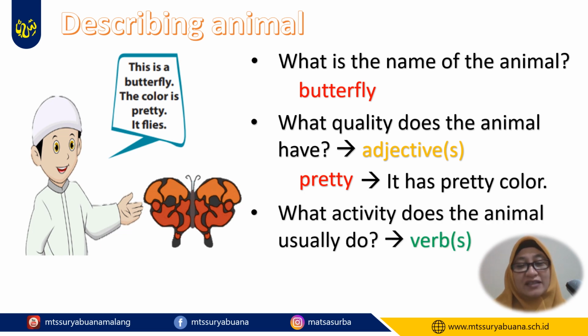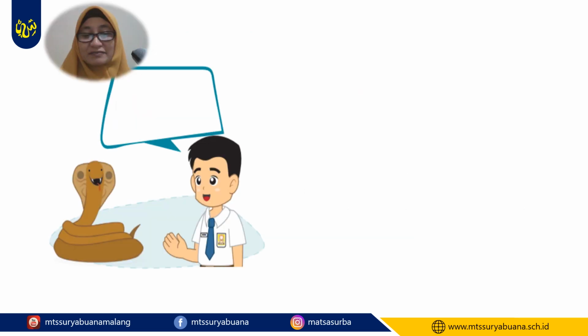What activity does the animal usually do? It is related to verbs because it's an activity, right? And the answer is flies. It flies, right? Okay, now let's continue.